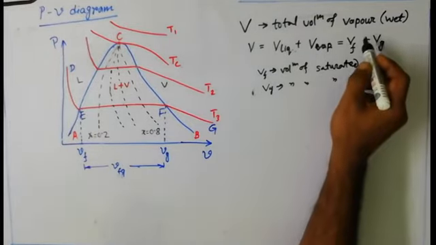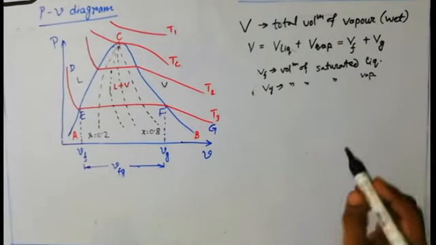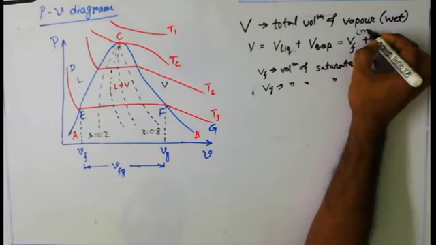Okay, and that is the total volume of vapor. That is a wet vapor, obviously. Mind it, it's a wet vapor. That is a mixture actually. Wet vapor means mixture.